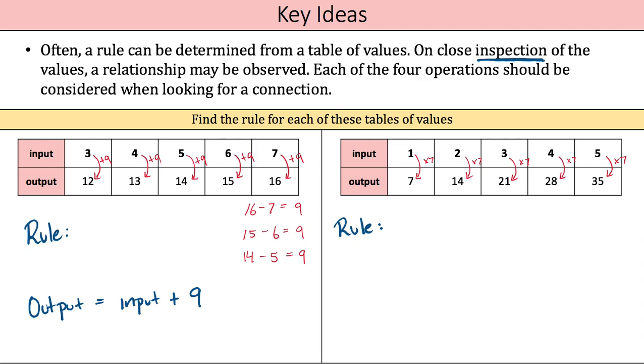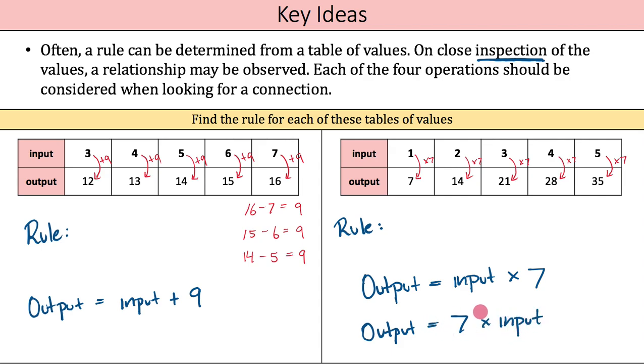So if we come over here, what my rule is going to be is my output equals input times 7. Now, obviously, it doesn't matter if you write 7 times input. You could write it like this as well: output equals 7 times input. Either of these would be correct because of our commutative law about multiplication. It doesn't matter which order you do it in.